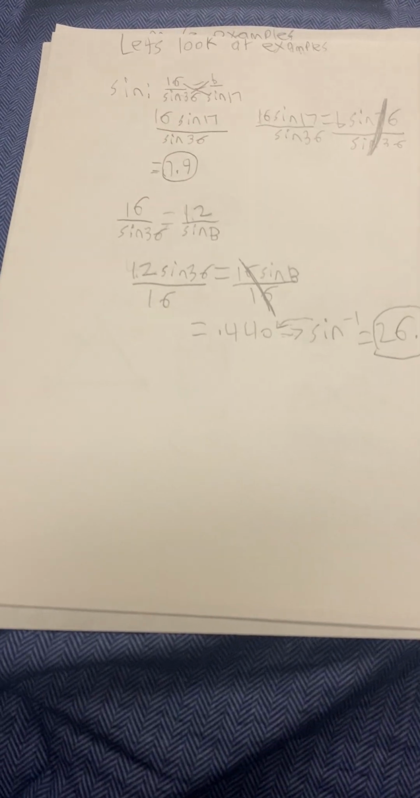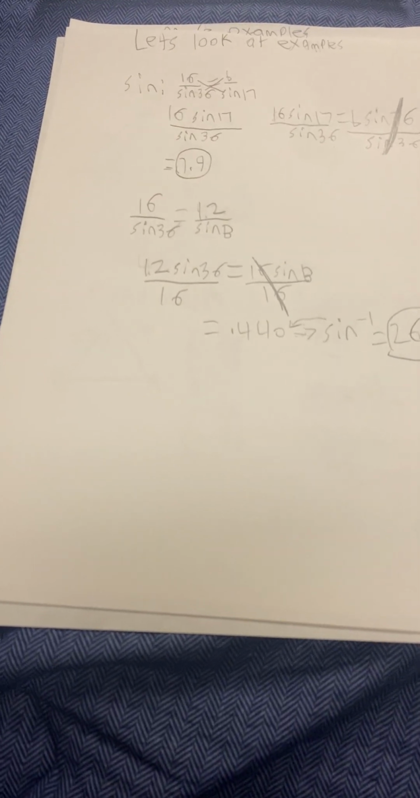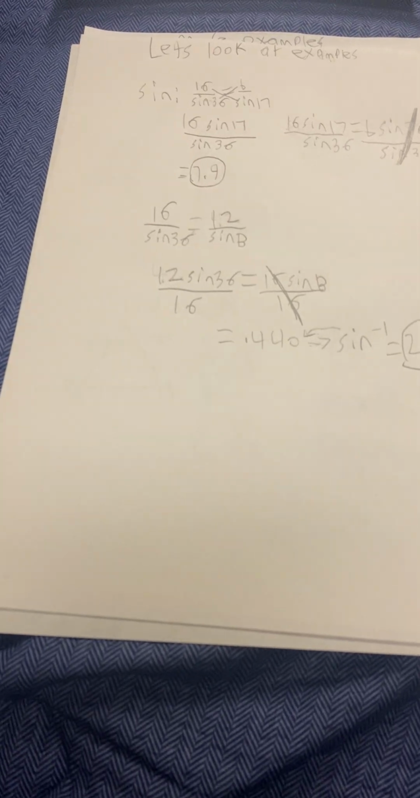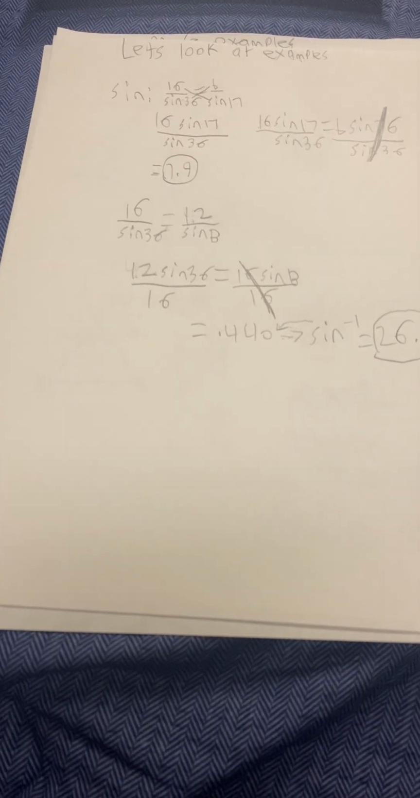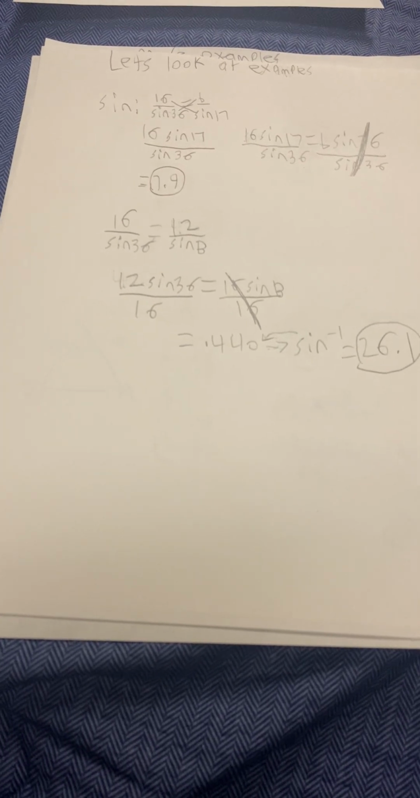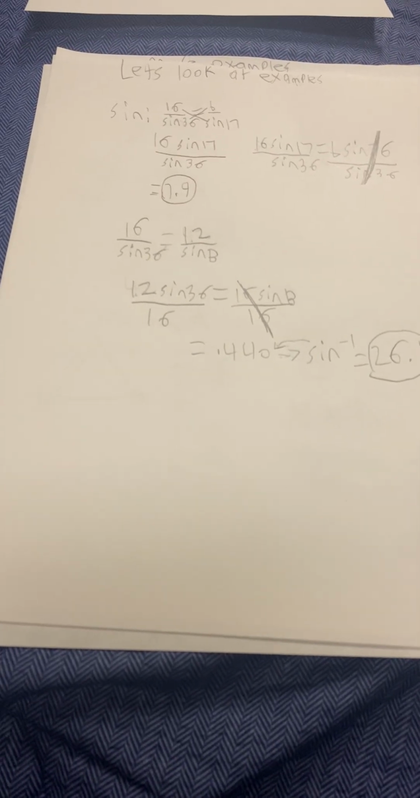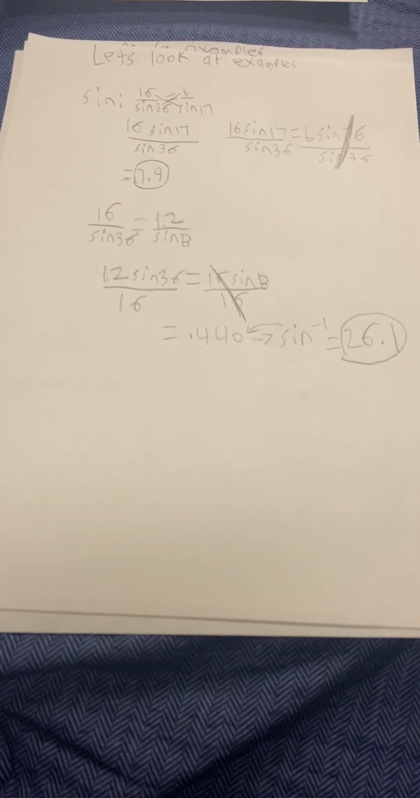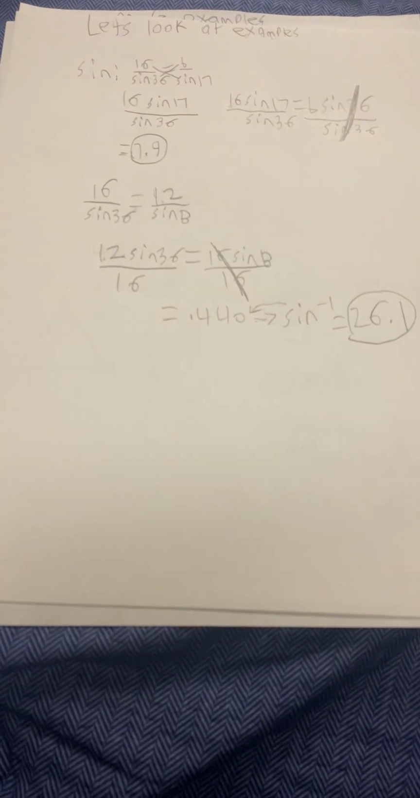Let's look at some examples. The law of sines. So, like I said, the law of sines equation is a over sine A equals b over sine B equals c over sine C. And these are some applications, just some example problems. So, for example, you have 16 over sine 36 equals lowercase b over sine 17.